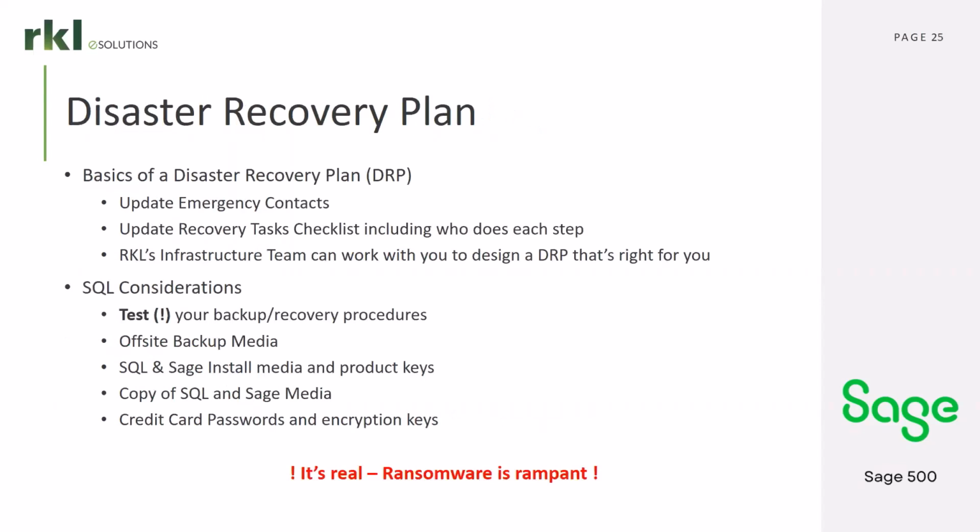The next thing I'm going to talk about is disaster recovery. This is very, very important. Ransomware is real, so you need a disaster recovery plan. The RKL infrastructure team can help you set up a plan, or you can visit Microsoft support for information on creating a plan.